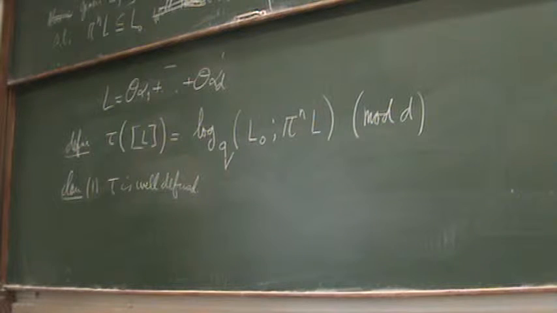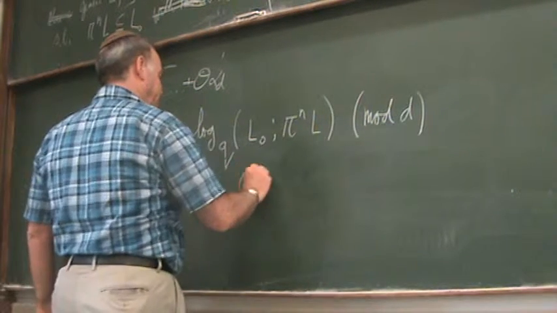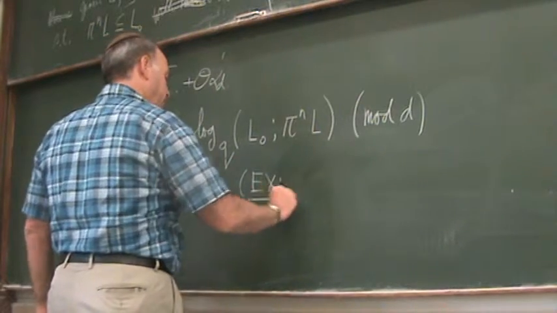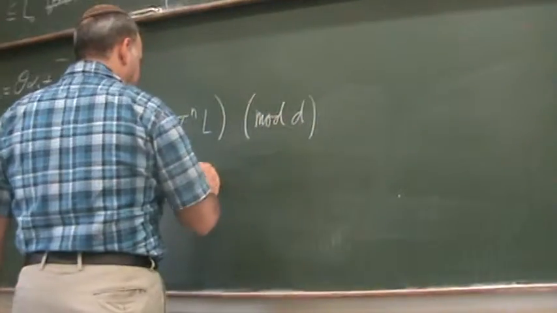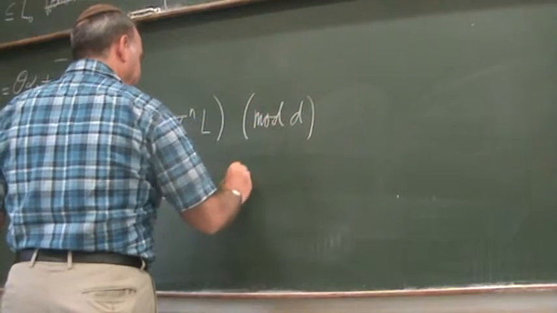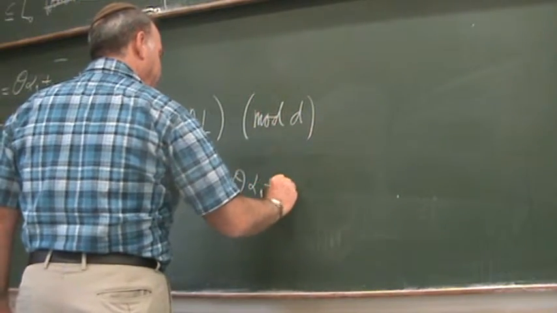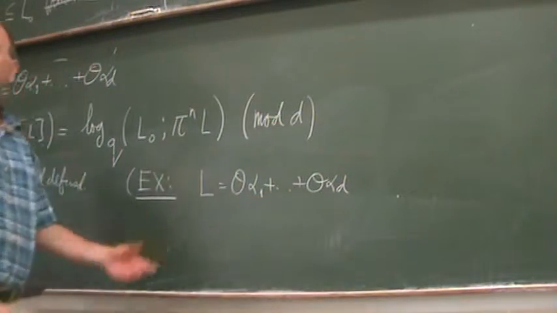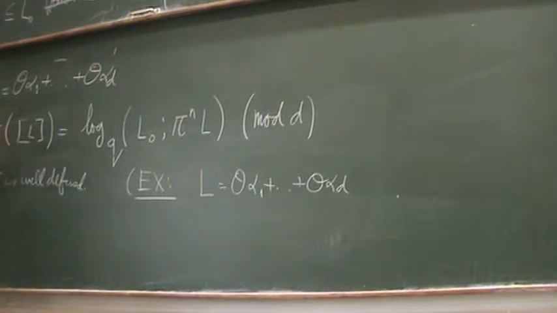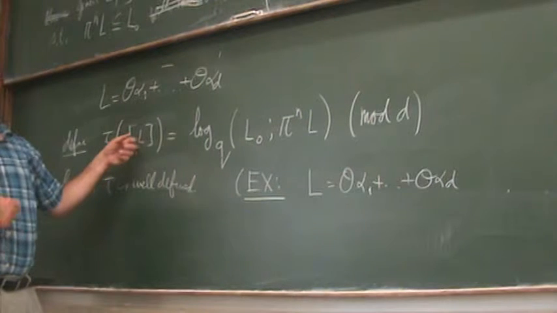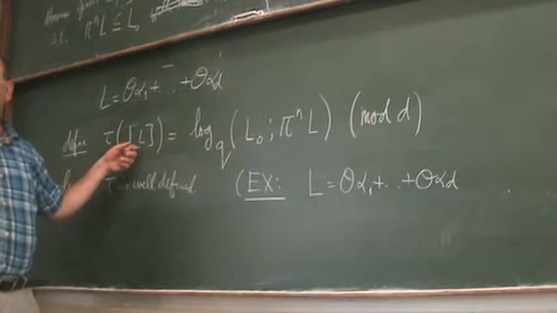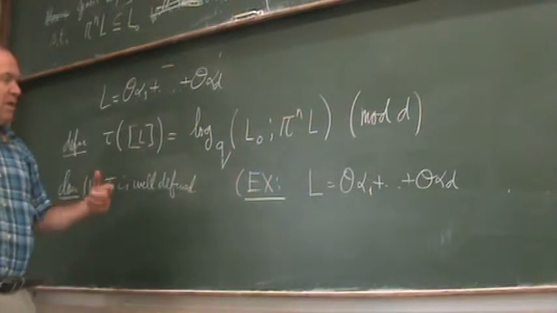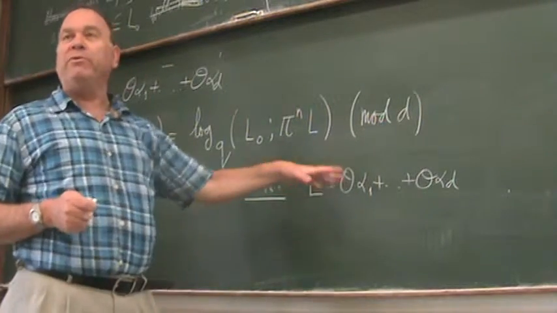By the way, let me give you another nice exercise. If L is equal to O alpha 1 plus ... plus O alpha d, I basically defined tau for a lattice, and I showed you that it's independent of the equivalence class, that it's well defined on equivalence classes. So how do you compute it?